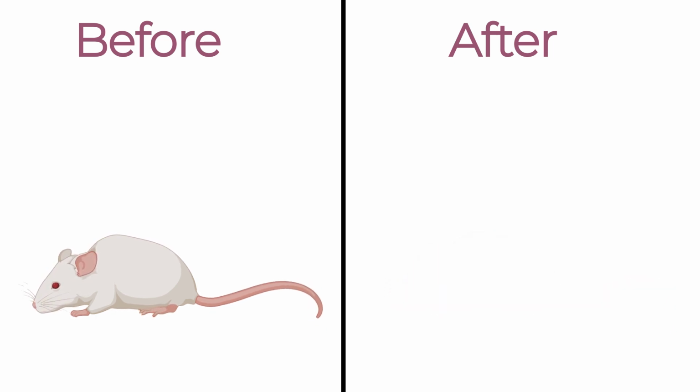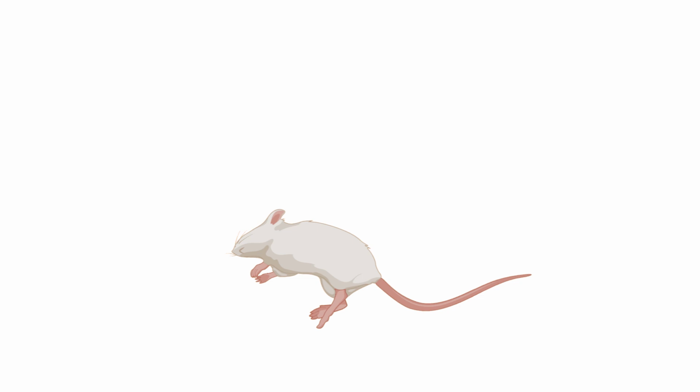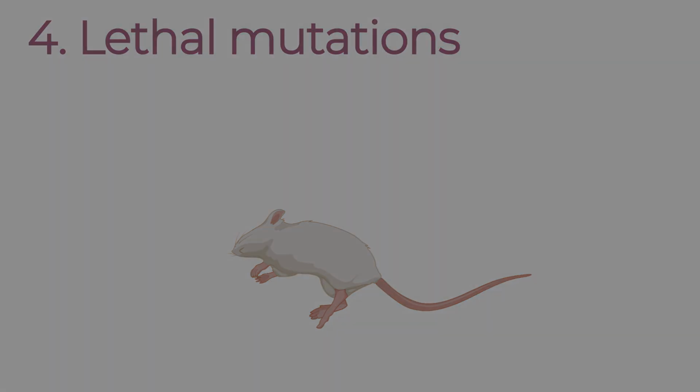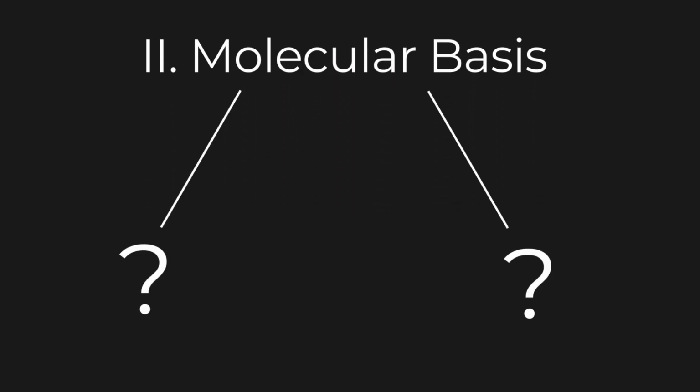However, some mutations that disrupt essential processes can be incompatible with life. These are known as lethal mutations. It is more important for us to know the molecular basis of a certain mutation. Gene mutations can fall into one of two main categories based on their effects on the genetic code.